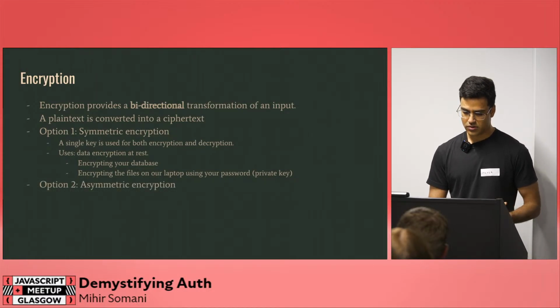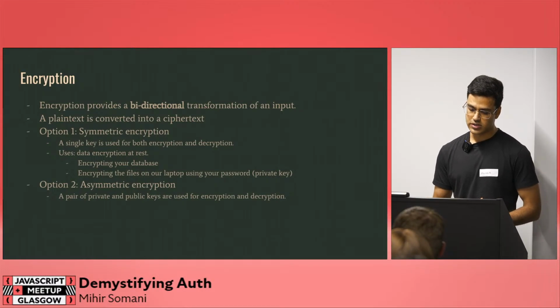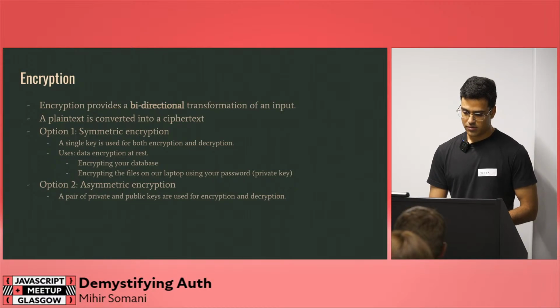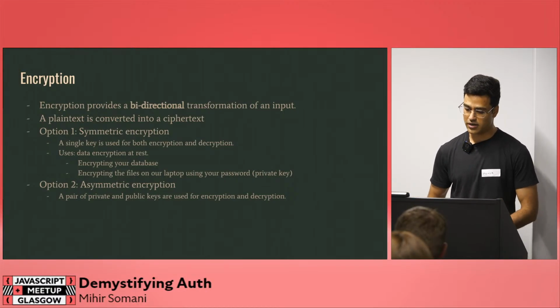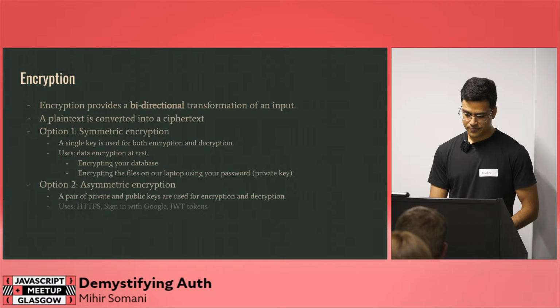There's another option called asymmetric encryption. It's asymmetric because there are two keys, a private and a public key, used for encryption and decryption. The public key, as the name suggests, is public. You can share it with the world, but the private key is something that you keep private, hidden. You don't want to tell anyone about this.